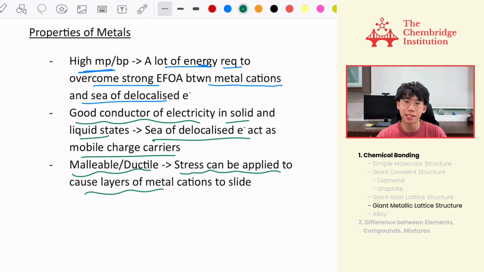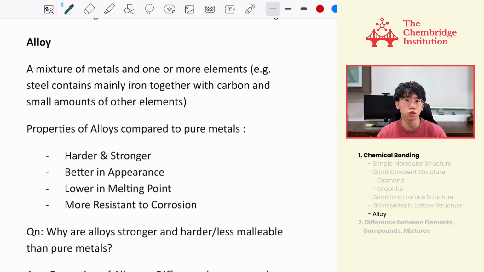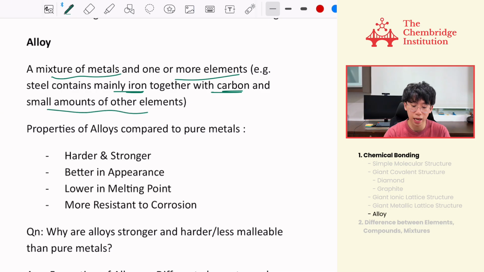Malleable means that you can easily bend it. So you can imagine your copper wires, for example. You can easily bend them, so it's very malleable. Kind of related to metals, we have to talk about alloys. And please know the definition of alloys. Alloys are a mixture of metals and one or more elements. So for example, steel typically contains iron, but this is melded together with carbon and small amounts of other elements.